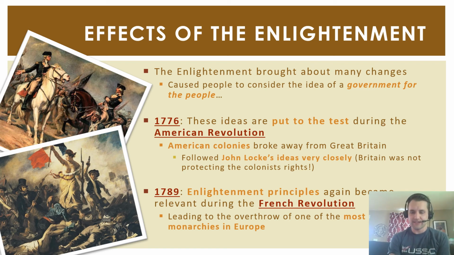So beginning in 1776, this is when these ideas are going to be put to the test, because we're going to have this crazy thing called the American Revolution, where the American colonies, the 13 colonies that Britain had over in North America, are going to try and break away from Great Britain. And they do. And it's crazy that they do, because they shouldn't have, but they got a lot of help from France and things like that.